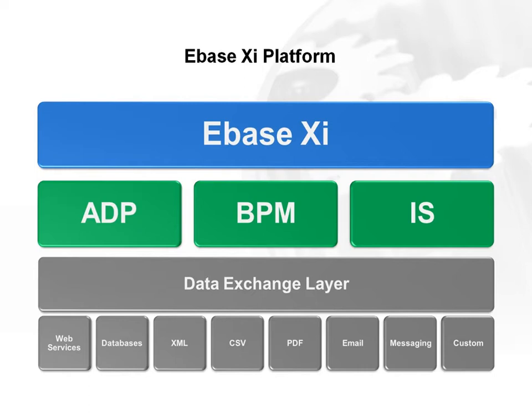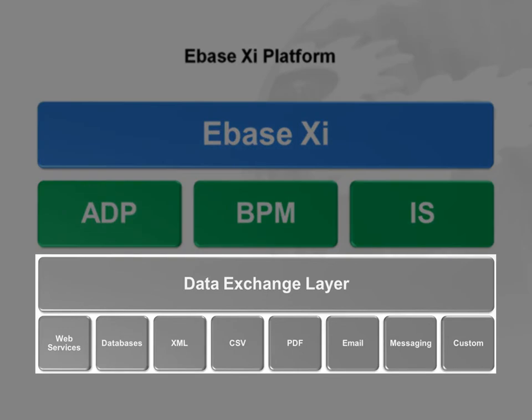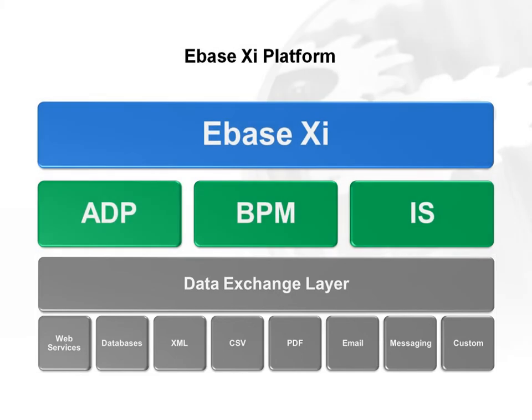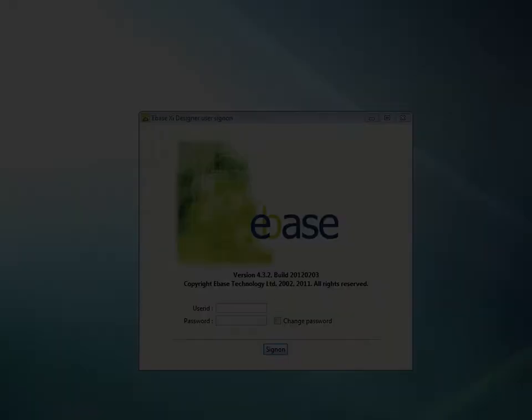These components are underpinned by the Xi data exchange layer, which provides a powerful set of integration resources for talking to any external system via a given API. For example, a database, email, XML, CSV, web service, or an ad hoc custom developed resource. We will be introducing all three tightly coupled components, starting with the Agile Development Platform, then touching on the Business Process Manager, and then briefly talking about the integration server.